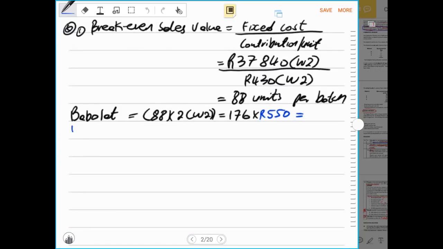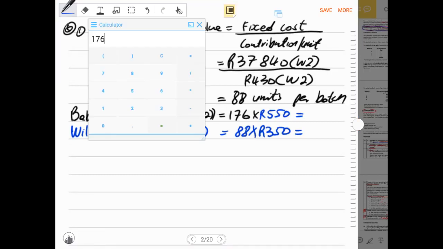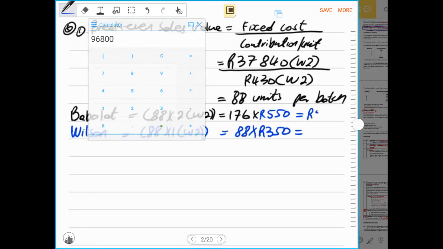Then after we calculate the break-even units for the Wilson product, which is 88 times 1. Remember that 1 comes from working 2, and we close there. It will give us the same 88, and we multiply this by the selling price, which is 350. Then after we get to the sales value, 176 times 550. This will give us 96,800 rands.